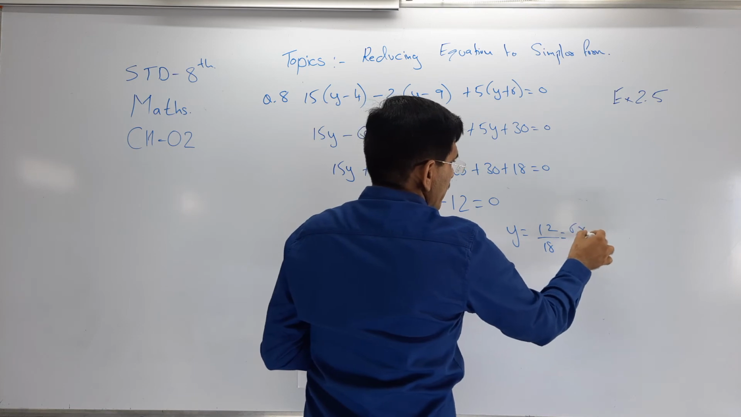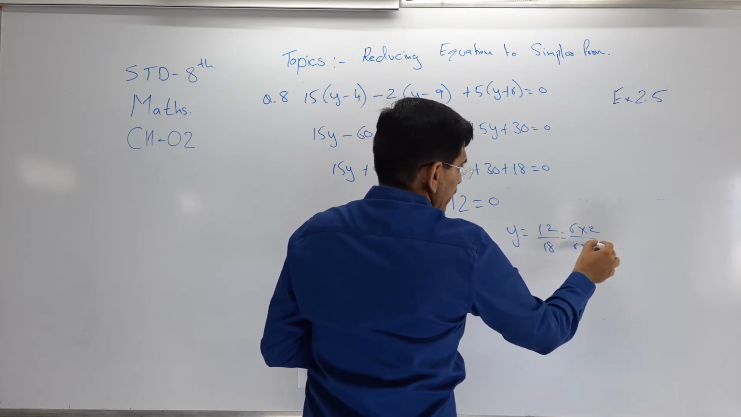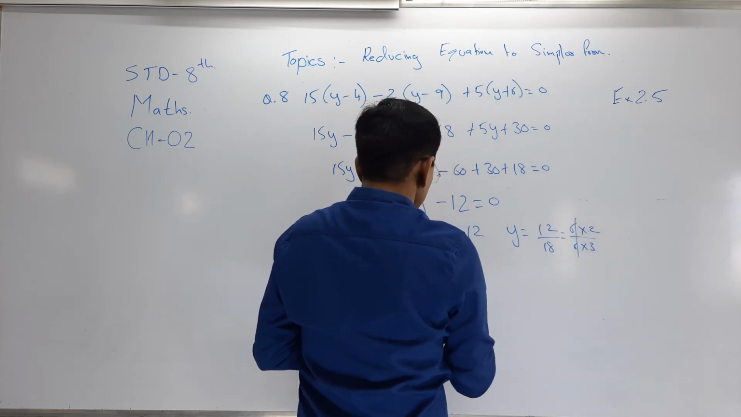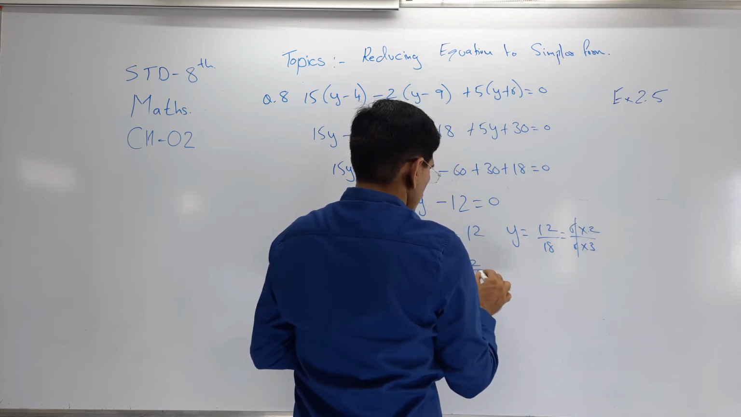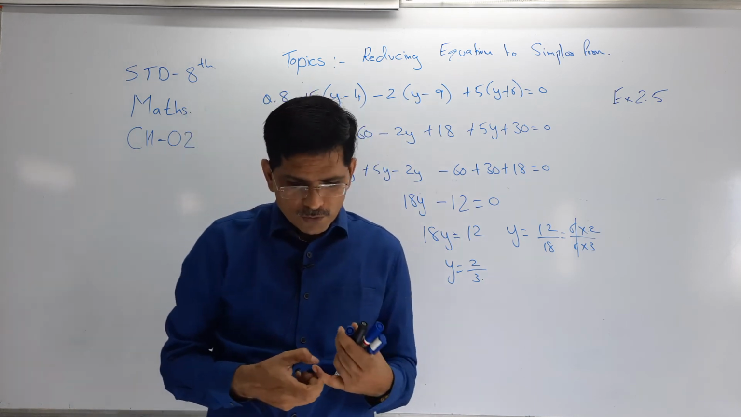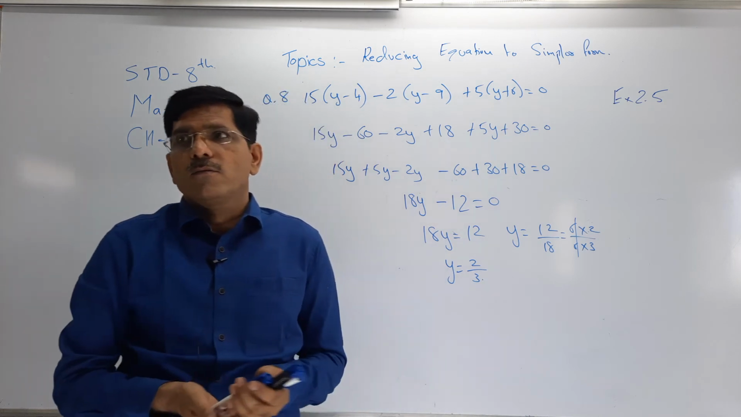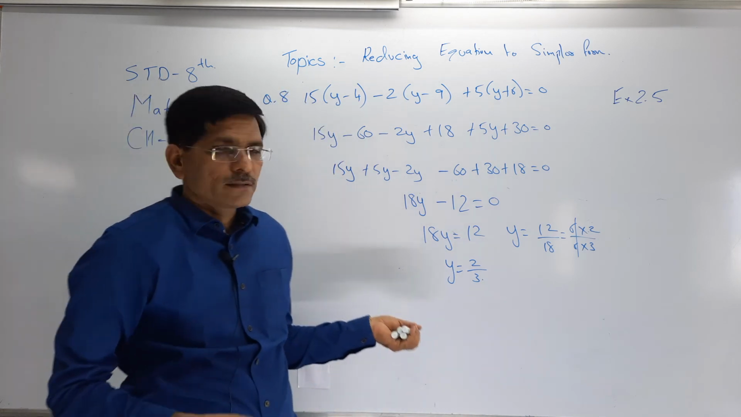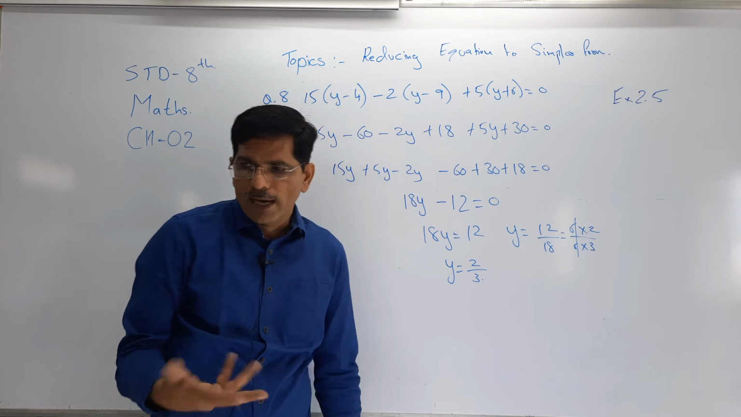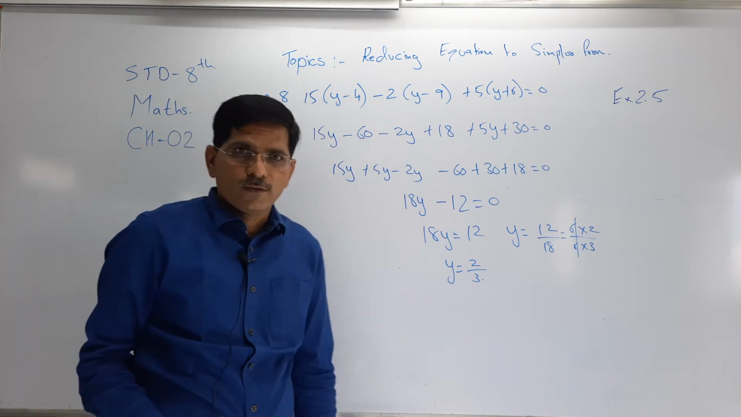So 6 3s are 18 and 6 2s are 12. So y is equal to 2 by 3. I think now it is easy to open the bracket, it is also easy now.